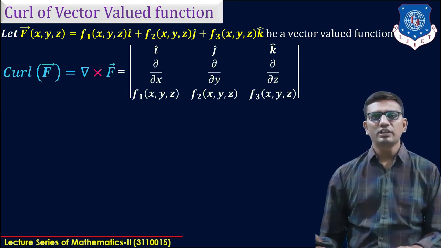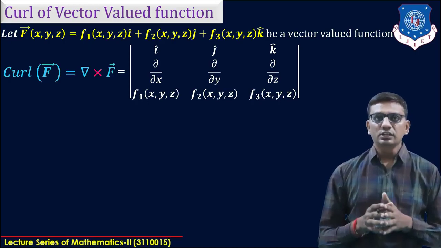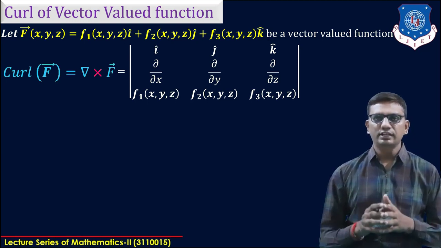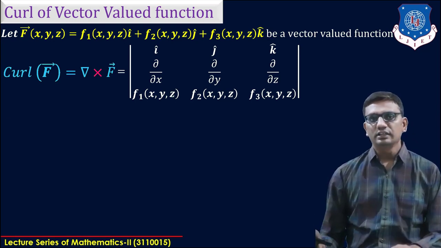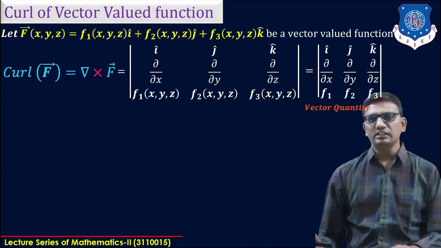In the middle row we have the del operator components: del by del x, del by del y and del by del z. In the last row we have the components of f bar, which are f1, f2 and f3. Here this curl of f bar can be written like this: i, j, k; second row is del x, del y, del z; and third row is the f1, f2, f3 components of f bar. This is a vector quantity of a vector field.